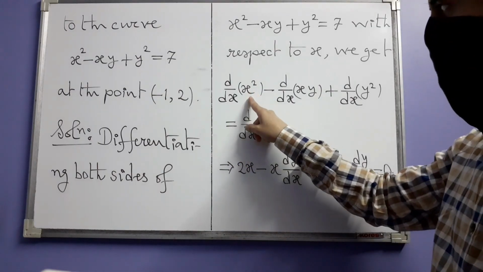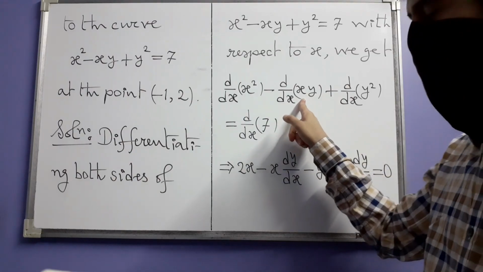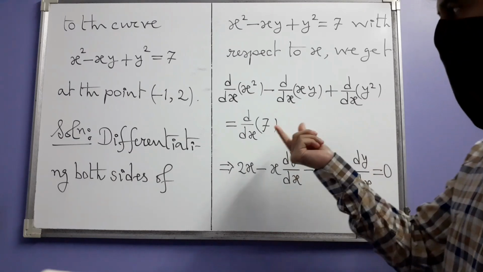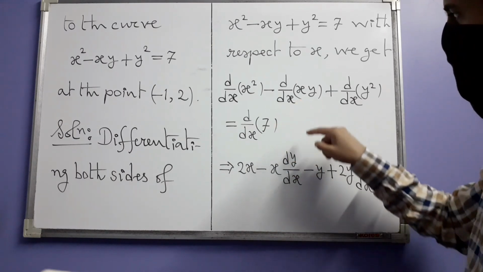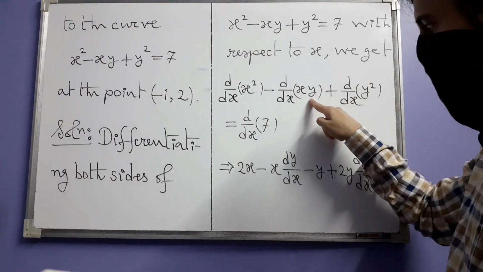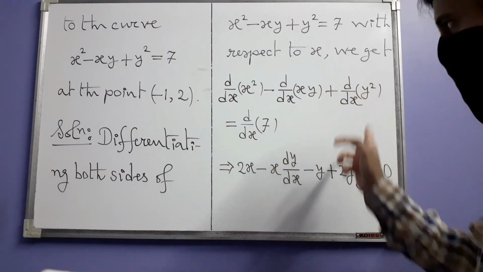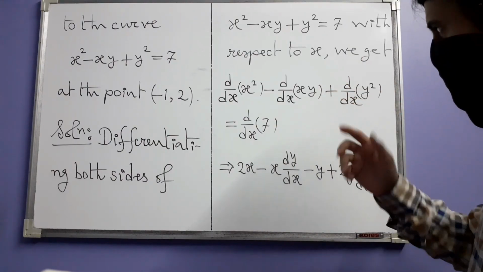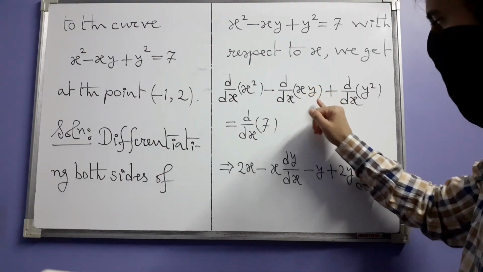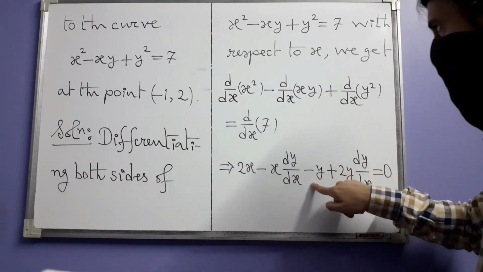Now d/dx of x squared by the power rule is 2x, and here you have to use the fact that y is a function of x and the product rule for differentiation. So if you keep x as it is and differentiate y with respect to x, you get x times dy/dx, minus is already there, and then again this time once more you do the differentiation, but this time you differentiate x and keep y as it is. Differentiating x with respect to x, you get 1. So that's how you get minus y.